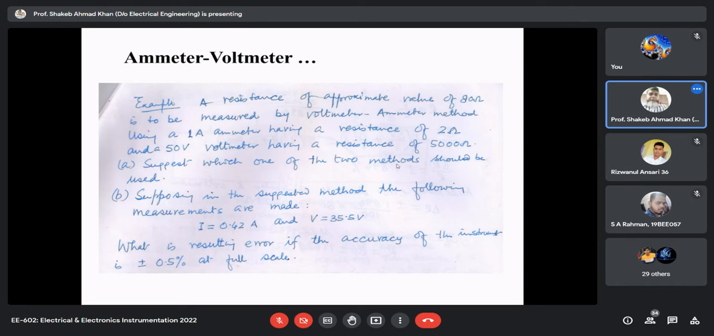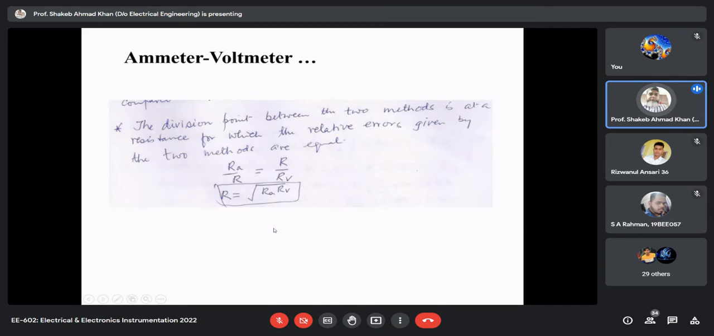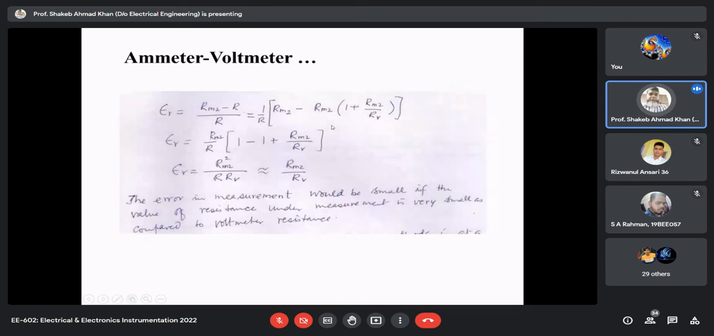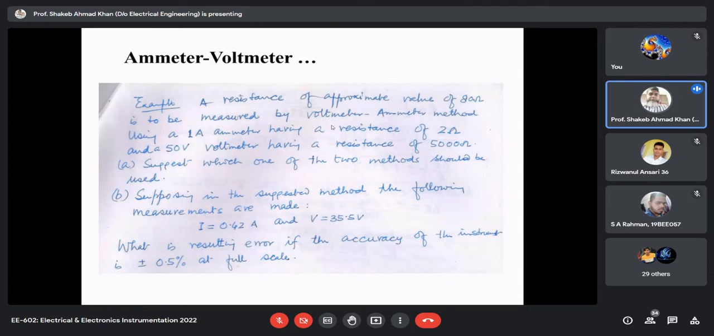That's correct. Now in the B part, supposing in the suggested method, the following measurements are made. These are the voltmeter and ammeter readings. When you are using the suggested method, the current I is equal to 0.42 ampere and the voltmeter reading is 35.5 volt. What is the resulting error, if the accuracy of the instrument is plus minus 0.5% at full scale?